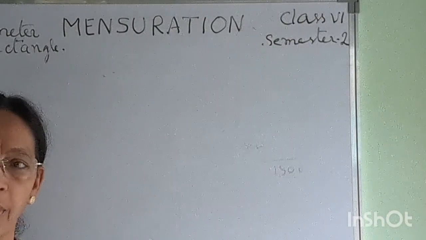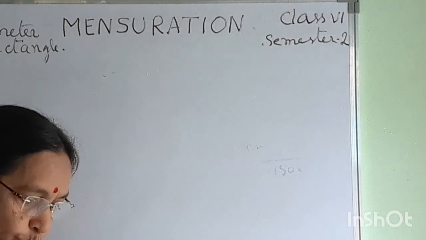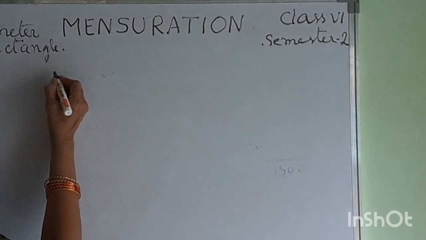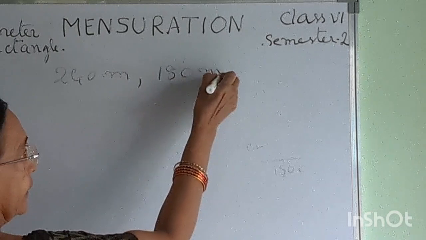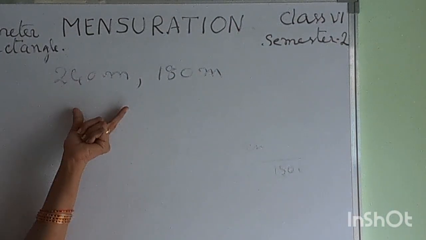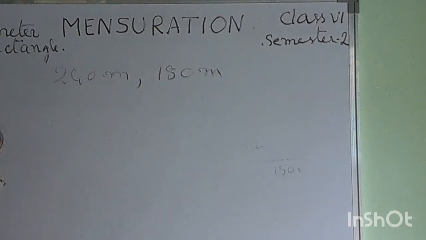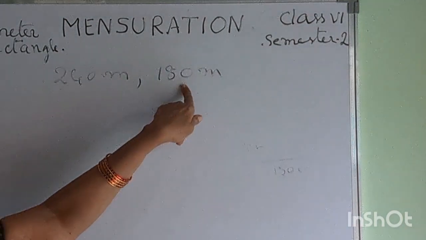Next problem. A farmer has a rectangular field of length and breadth 240 meters and 180 meters. That is the measurements of the rectangular field of a farmer. The length is 240 meters and the breadth is 180 meters. He wants to fence it with 3 rounds of rope as shown in figure. What is the total length of the rope he must use?